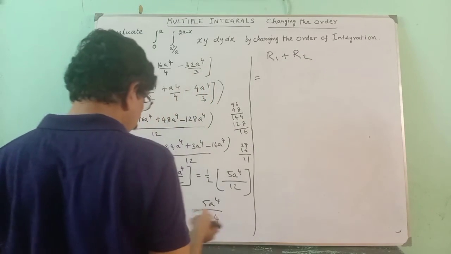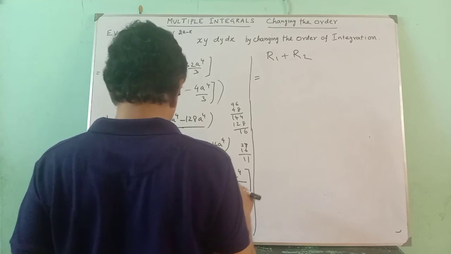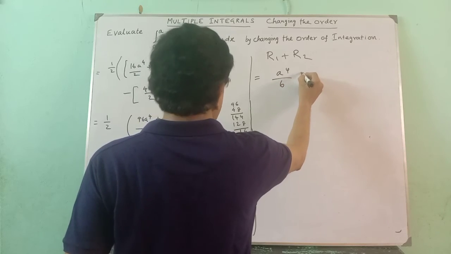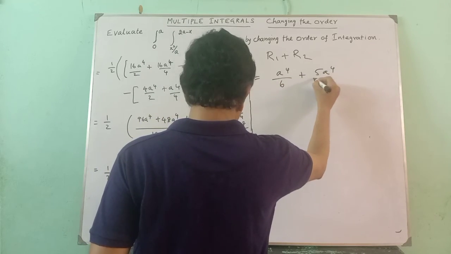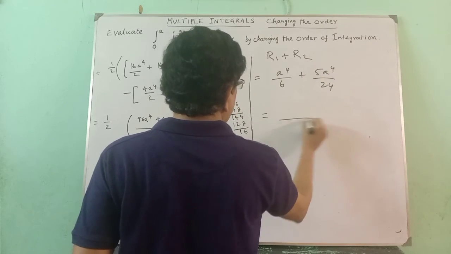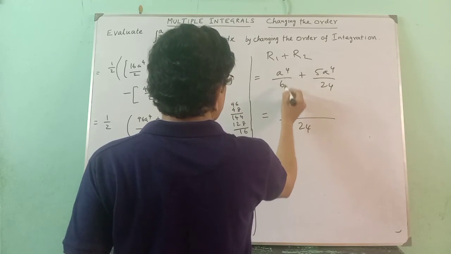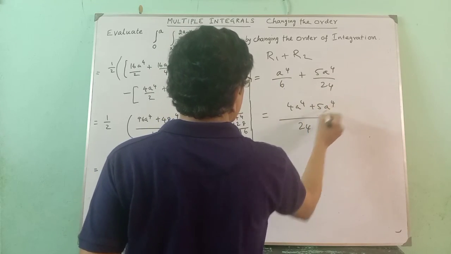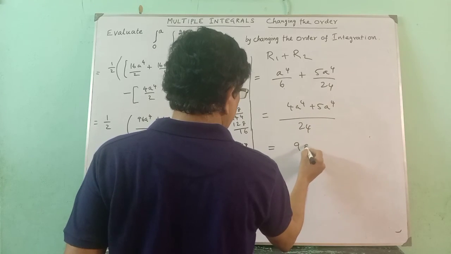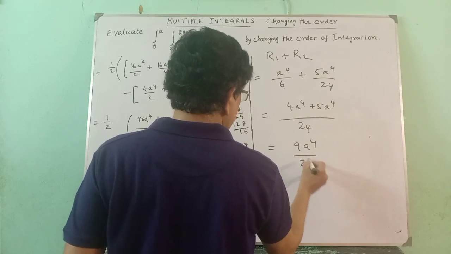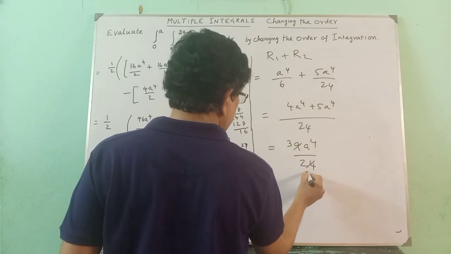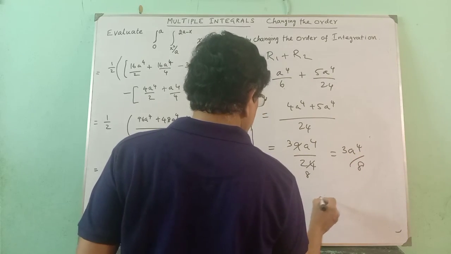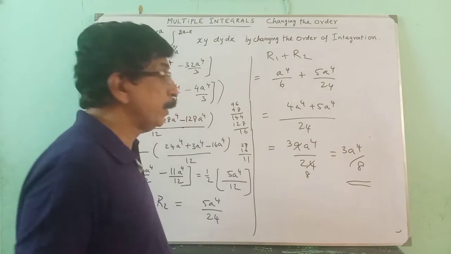R1 plus R2, combining R1 and R2. R1 value is a power 4 by 6 plus 5 a power 4 by 24. Common LCM 24: 4 6s are 24, 4 times a power 4 plus 5 a power 4, 4 plus 5 is 9 a power 4 by 24. 3 times 3, 3 3s are 9, 8 3s are 24, so 3 a power 4 by 8. Final answer: 3 a power 4 by 8.